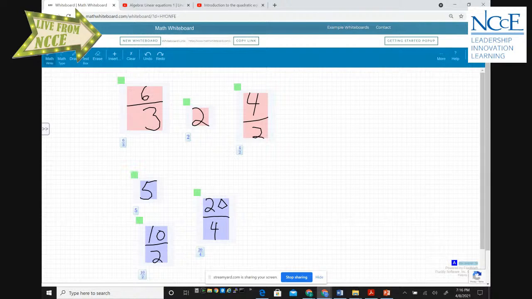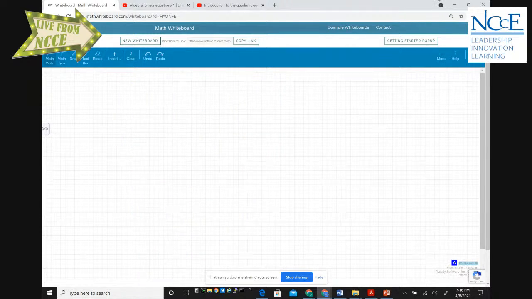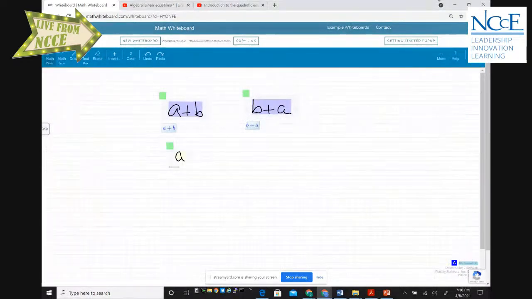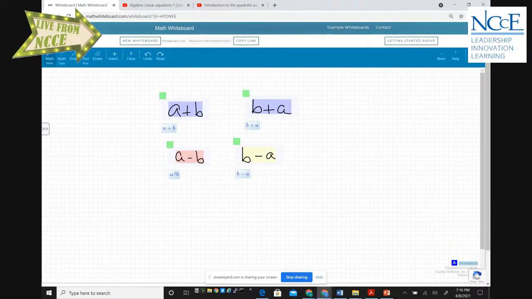We could also test for equivalences within algebraic expressions. So, for example, we know some identities. So A plus B and B plus A are equivalent. So they're color-coded the same. And A minus B and B minus A are not equivalent, so they're color-coded differently.